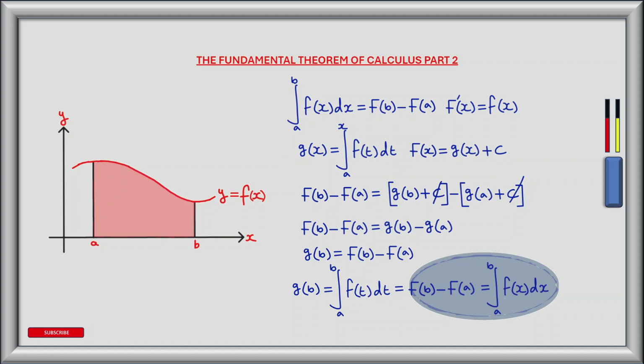Finally, if we replace our dummy variable t with x, we finish the proof, which shows that the antiderivative capital F evaluated at b minus its value when evaluated at a is equal to the integral from a to b of f of x dx.